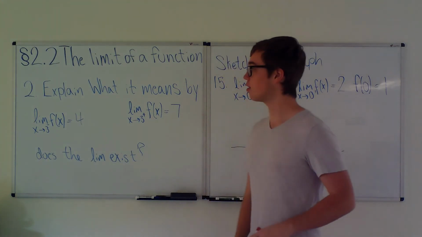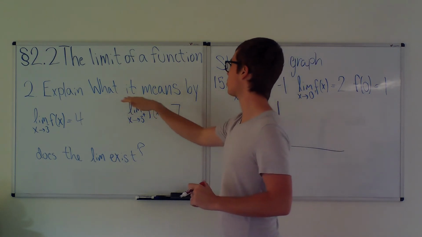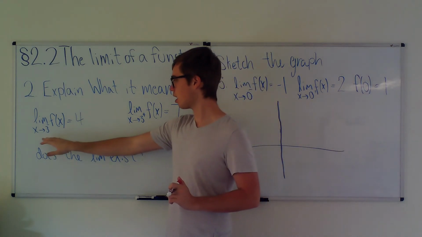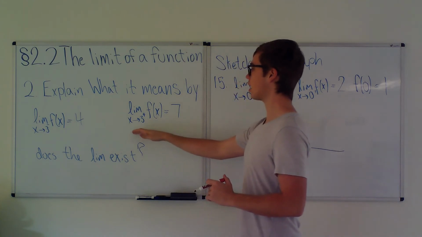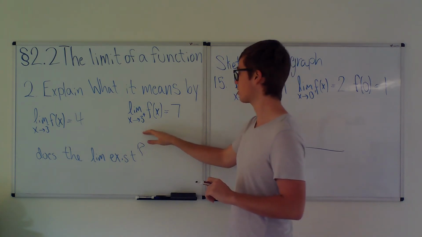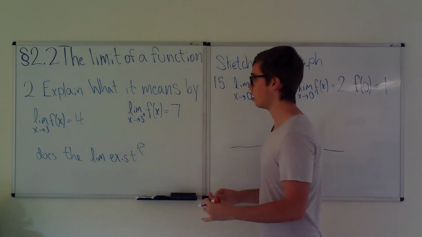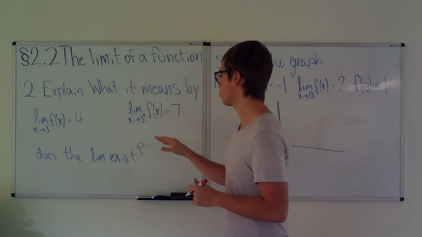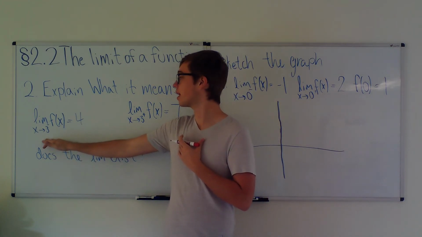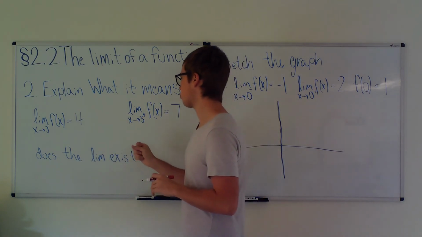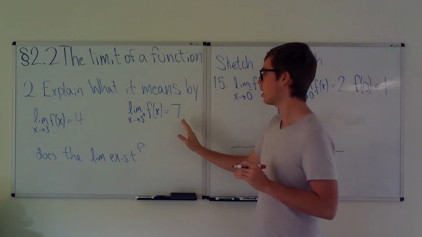Okay, now on to the questions. We're going to be doing 2 and 15. Number 2: explain what it means by the limit as x approaches 3 from the left of f of x equals 4, and the limit as x approaches 3 from the right of f of x equals 7. First, what does this mean? Well, it means that the two sides are approaching different limits. From the left side of 3, it approaches 4, and from the right side of 3, it equals 7.